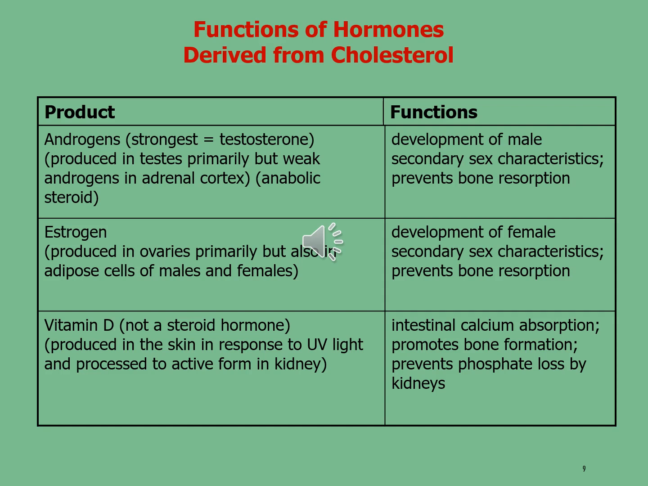The third hormone is vitamin D, not a steroid hormone, produced in the skin in response to UV light and processed to active form in the kidney. It is used in the intestinal calcium absorption, promotes bone formation, and prevents phosphate loss by the kidneys.